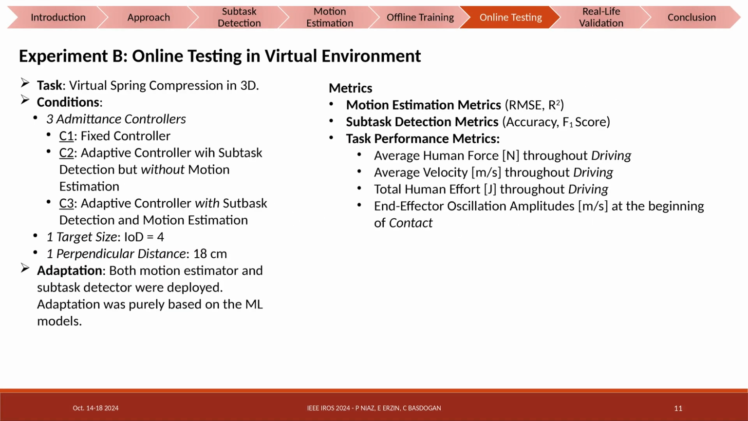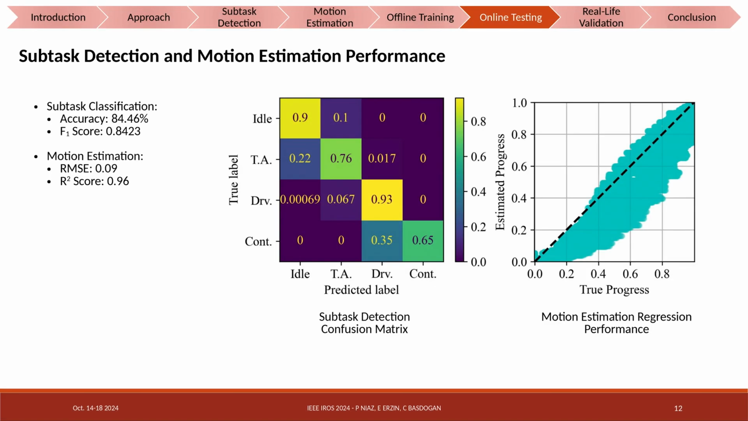We then deploy the trained models on the adaptive control system and conduct online testing experiments with 3 controllers: 1 fixed controller, 1 adaptive controller with subtask detection only, and 1 with subtask detection and motion estimation. We also examine task performance metrics such as human velocity, force, and effort during driving, as well as oscillation amplitudes at contact. Even though the trained models are tested under new circumstances, both models achieve adequate performances, according to the subtask detection confusion matrix and the motion estimation regression performance seen here.